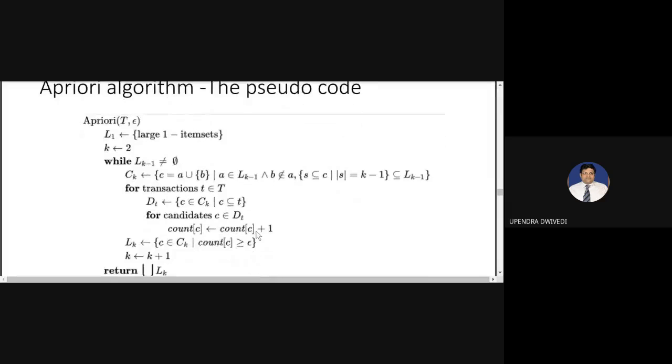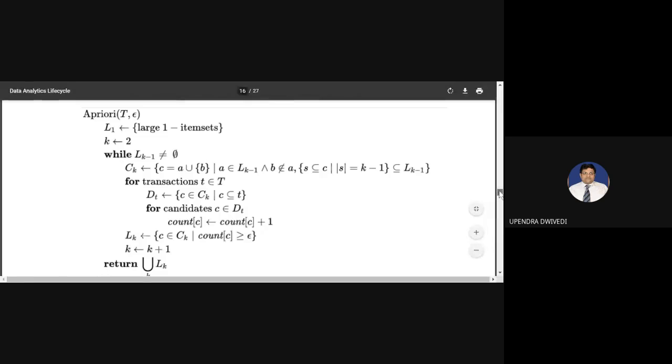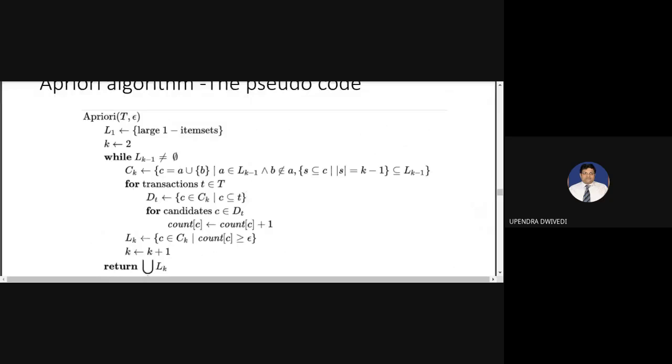Now this is the pseudocode of the Apriori algorithm. I have taken this pseudocode from Wikipedia. Just go through this pseudocode, and if you have any difficulty understanding it, let me know. That will be your assignment. If you have any problem understanding it, let me know, we'll discuss it, and I will leave it with you. Okay, so let us move further.